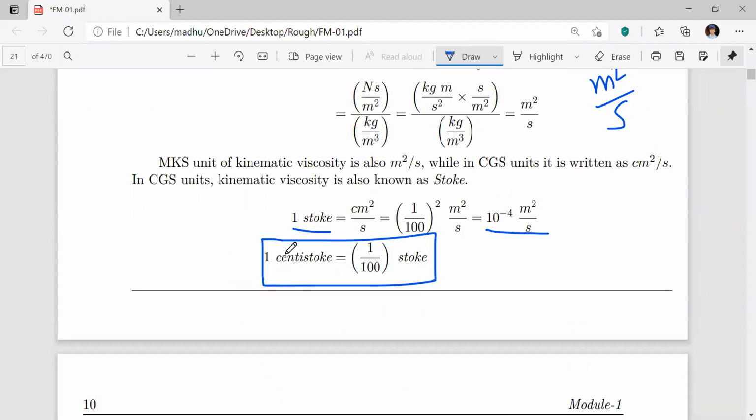Okay, and again, like the previous one, 1 centistoke is equal to 1 by 100 stoke, or 1 stoke is equal to 100 centistoke. It is a very common thing. So these things you have to remember so that you can always convert. If in the exam they have given CGS units of dynamic viscosity and kinematic viscosity in terms of Poise or Stoke, then Poise should be converted into Newton second per meter square and Stoke should be converted into meter square per second.